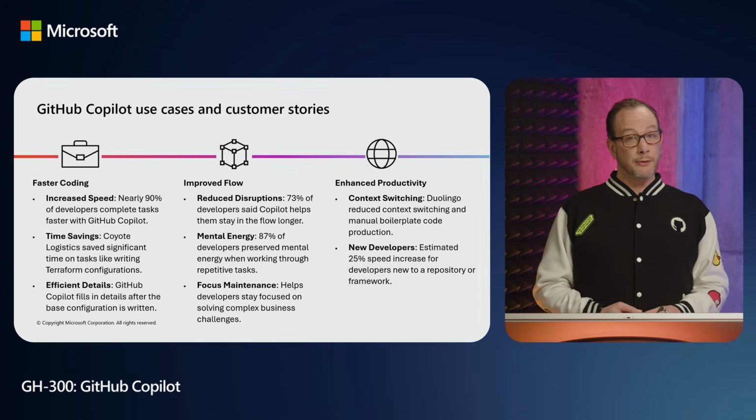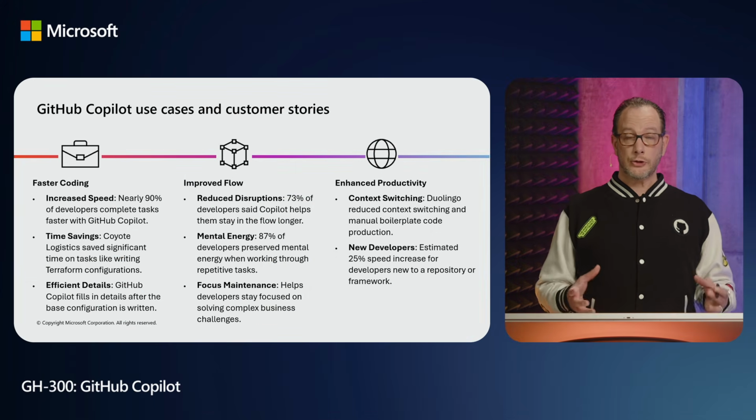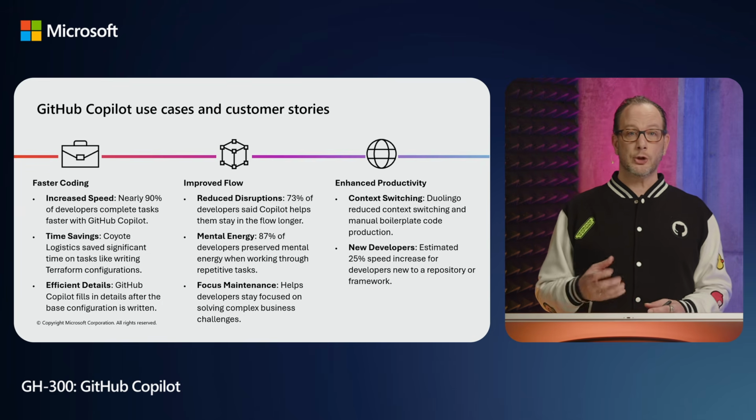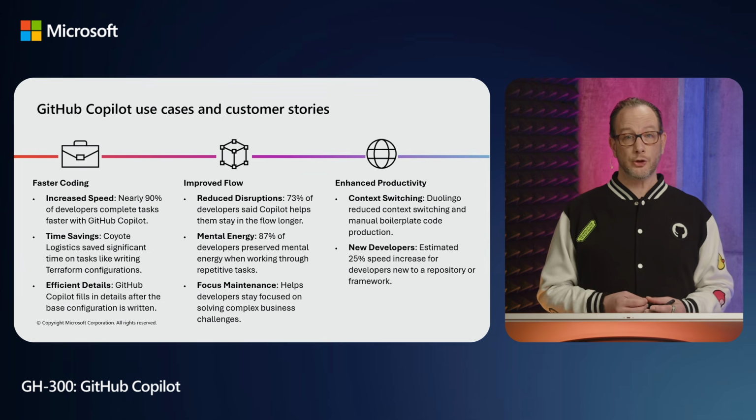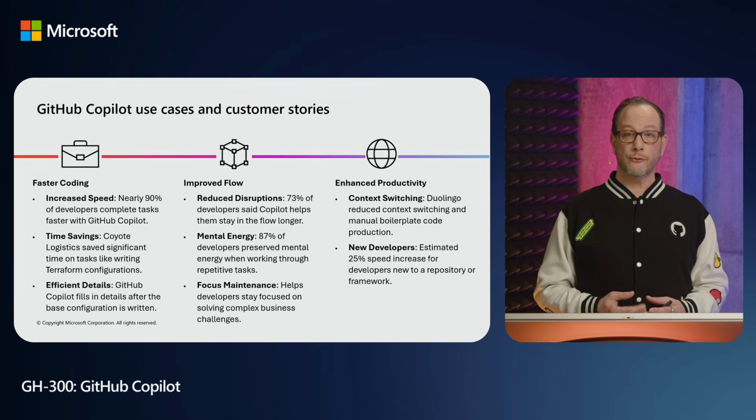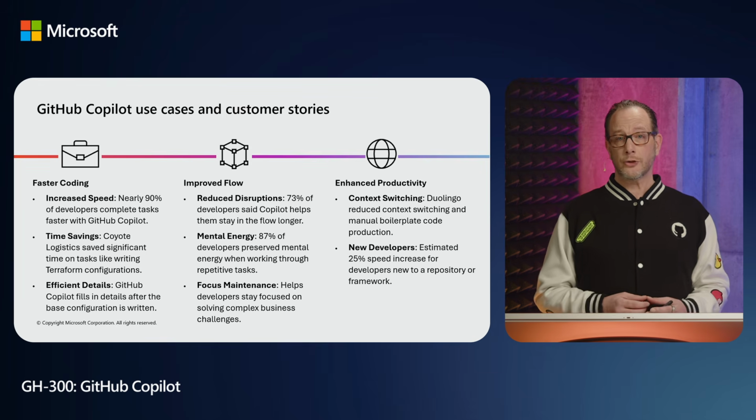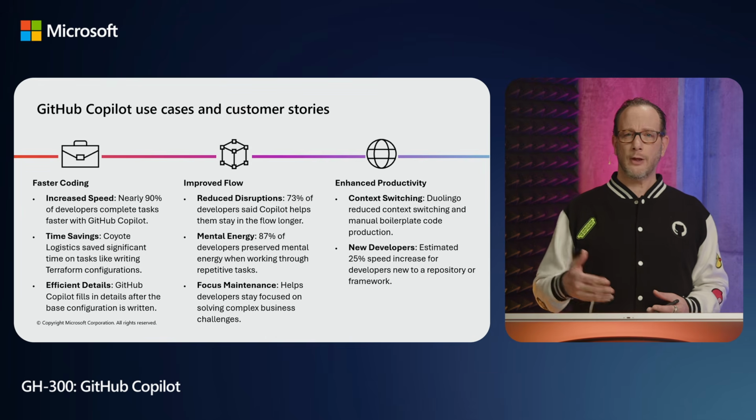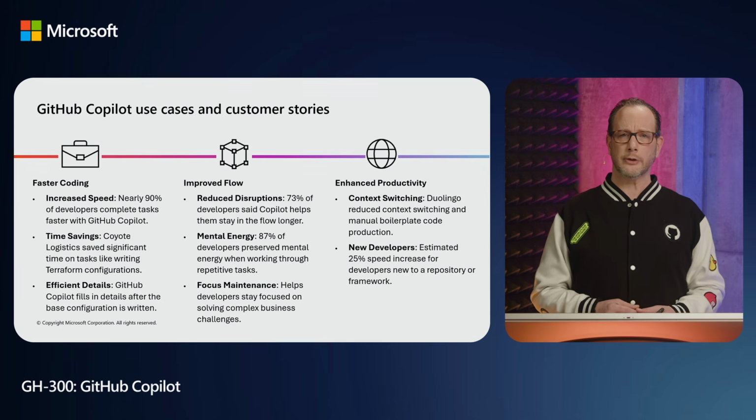One of the most significant impacts of GitHub Copilot is its ability to help developers stay in the flow. Studies and customer stories show that Copilot reduces interruptions and conserves mental energy by automating repetitive tasks, enabling developers to focus on solving meaningful business problems instead of constantly switching context or rewriting boilerplate code. Developers can stay focused and productive for more extended periods.